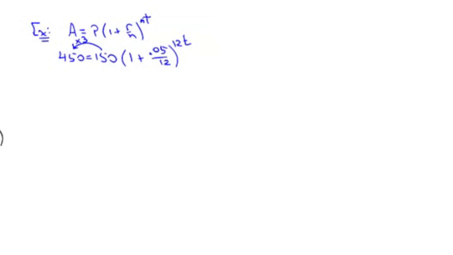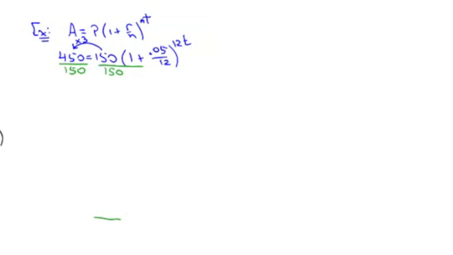How would you solve for t? Divide the 150 over. So you divide both sides by 150, to get those parentheses by themselves. This side becomes, miraculously, 3. 3, meaning 3 times as big, is equal to the parentheses.